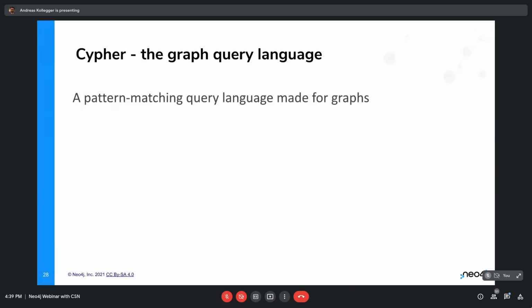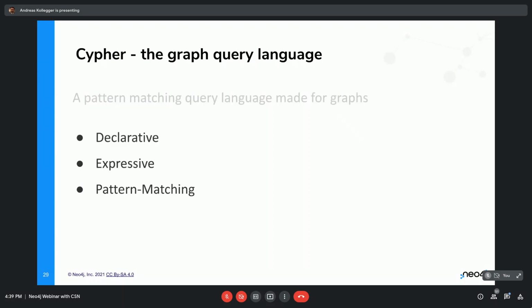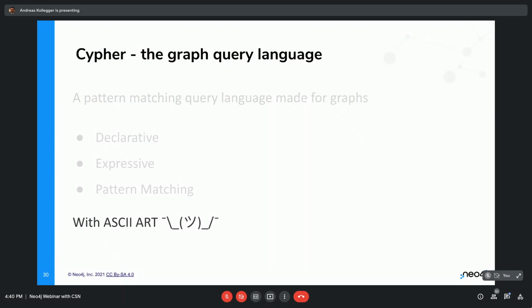Okay, once you've got the data structure all set up like that, to do the actual querying, we have a query language that we call Cypher. Maybe later in the Q&A, we can get into some trivia about that as a name. But Cypher is fundamentally a pattern matching query language that was built for graphs. It's declarative the way that SQL is. Of course, it's expressive, and it's all based on pattern matching. Somewhat playfully, it is based on ASCII art.